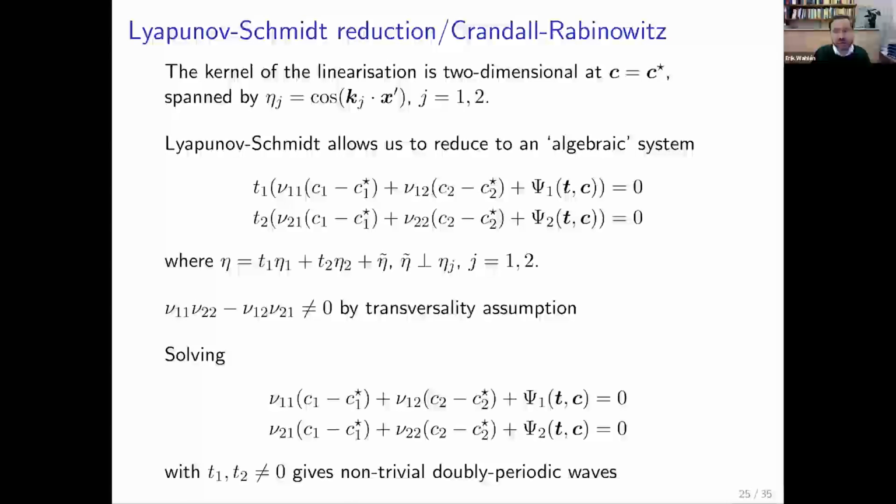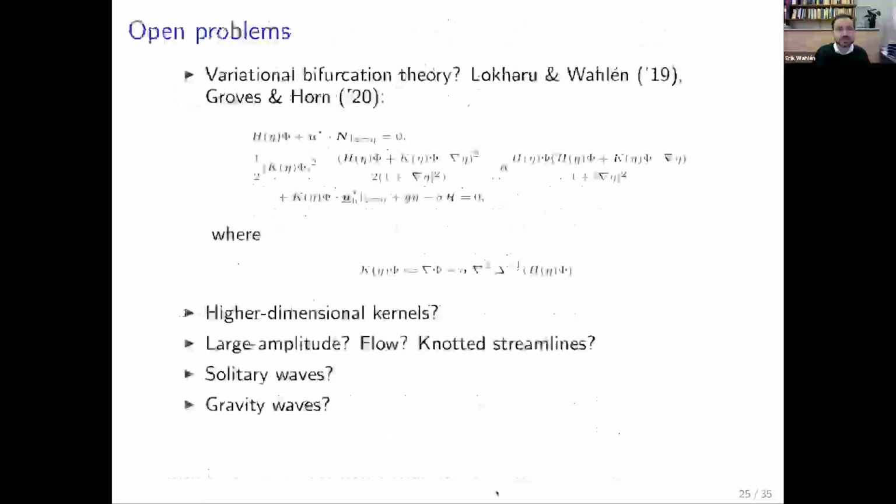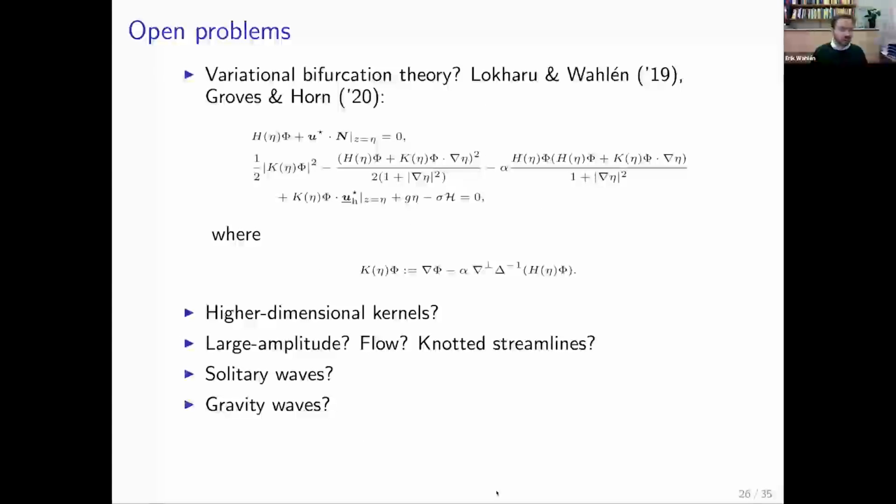Okay, so here, well, I didn't explain what T is, but essentially what you do, this is the decomposition into elements in the kernel plus an orthogonal component. So T1 and T2 are essentially the amplitudes of these modes. Okay, and then solving, so you get sort of trivial solutions if you take T1 and T2 equal to 0, but canceling those factors gives rise then to non-trivial doubly periodic waves. Okay, so that was a brief outline.